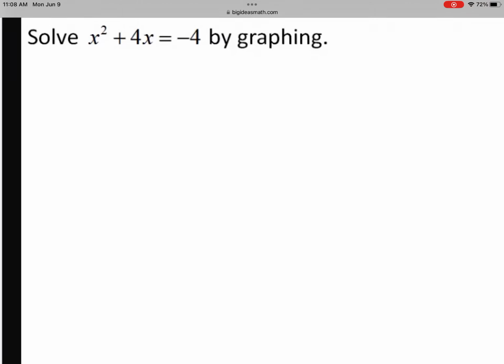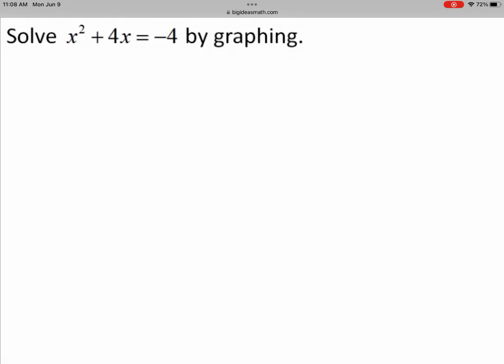Solve x squared plus 4x equals -4 by graphing. First write the equation in standard form. Begin by writing the original equation. X squared plus 4x equals -4. Add 4 to each side of the equation to get x squared plus 4x plus 4 equals 0.